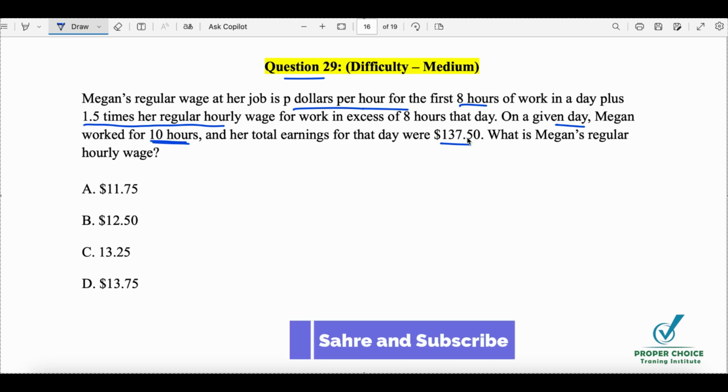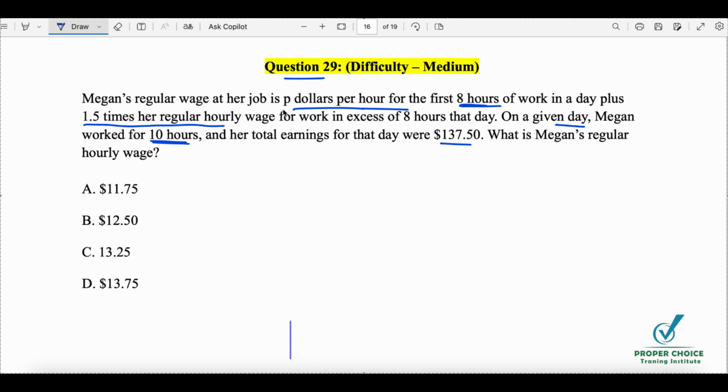So how do we write it? For the first 8 hours she is charging p dollars, so the total she earned for the first 8 hours is 8 times p, plus for the remaining 2 hours, because she worked a total of 10 hours, she is charging 1.5 times her regular hourly wage, that is 1.5 times p, for the additional 2 hours, that is 2 times 1.5p. This total is equal to 137.50 on that day. So use Desmos and find the value of p.